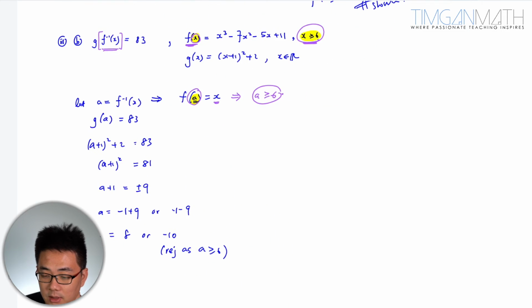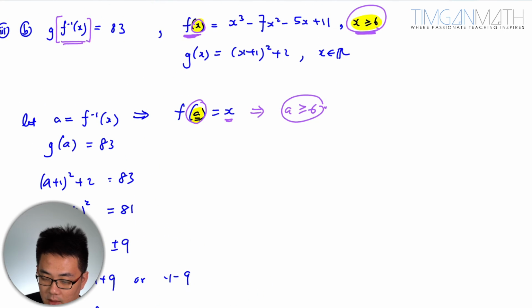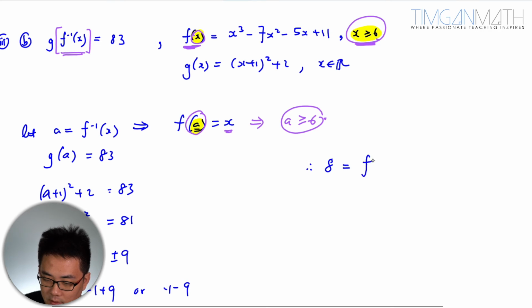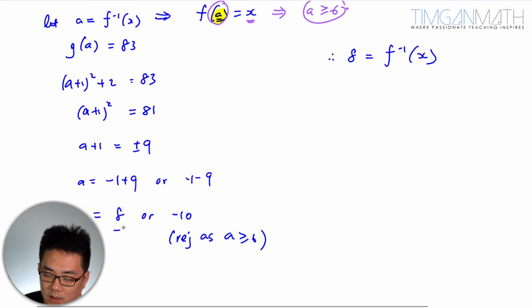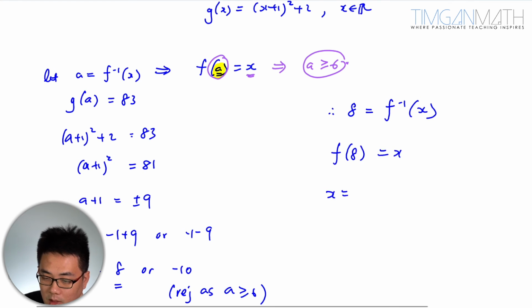Okay, great. So once we are done, we can write down, hence, 8 equals f inverse x. Alright, this is what we get, because A is 8, right? A is 8. So then now we can just bring the f over to the other side. So f(8) equals x. So x equals f(8).